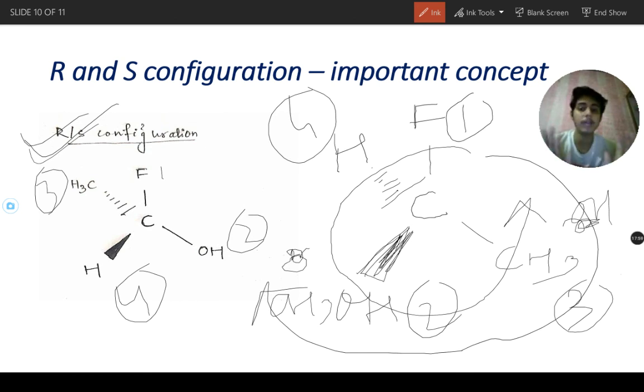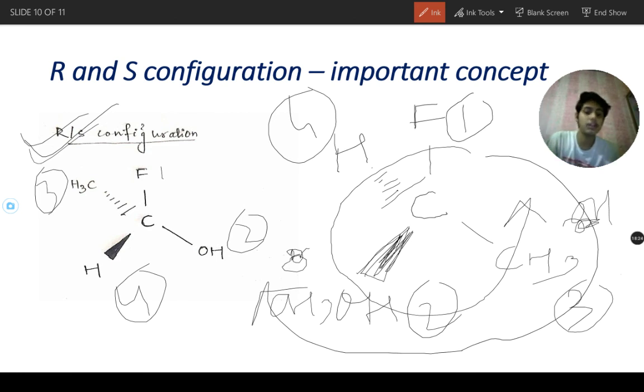This is all about R and S configuration. Just remember, your hydrogen should be at the backside, meaning going away from you, and you should remember the atomic number priority also. You need to remember the atomic numbers of certain elements so that you can find the priority order very quickly. We are going to take some examples in the next coming classes.